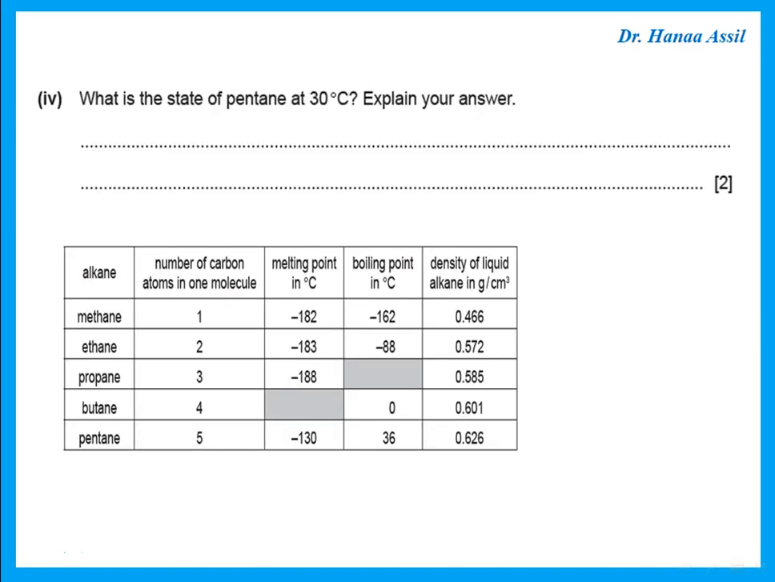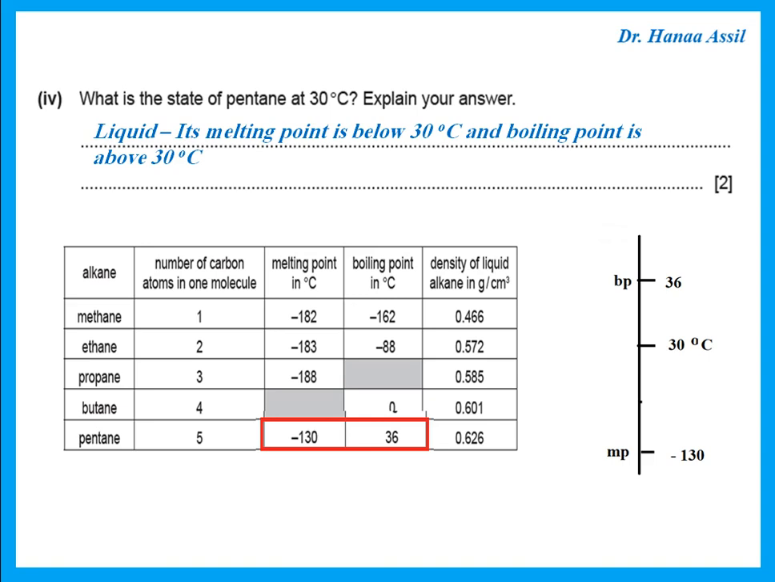What is the state of pentane at 30 degrees Celsius? Well, let's take a look. The table tells me that the melting point of pentane is minus 130. The boiling point is 36. So what is it at 30 degrees Celsius? You can see that at 30 degrees Celsius, the melting point is lower, which means it has melted. But it hasn't boiled yet because the boiling point is higher than that. So at 30, it is a liquid, since its melting point is below 30 and the boiling point is above 30.